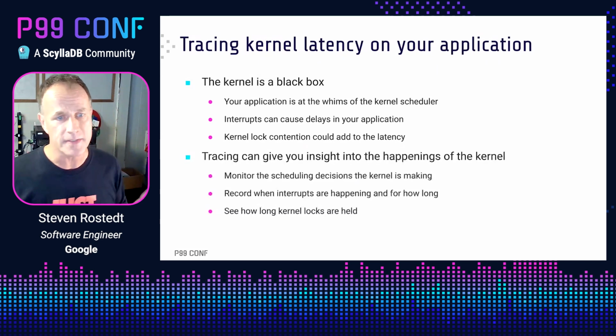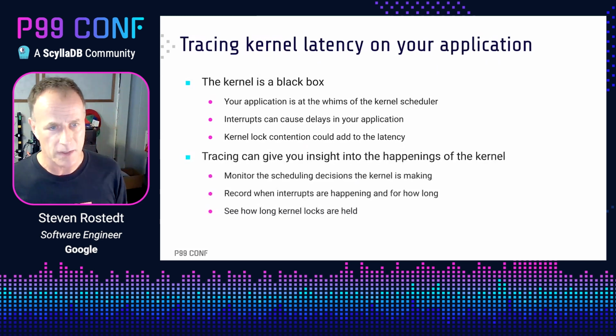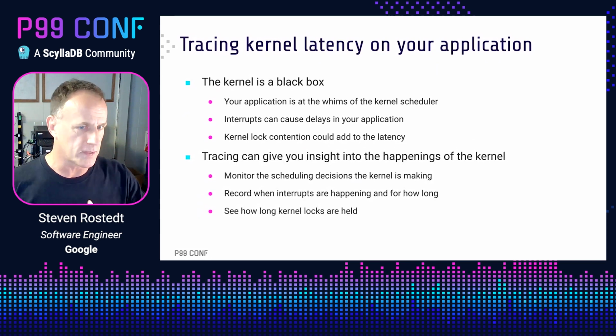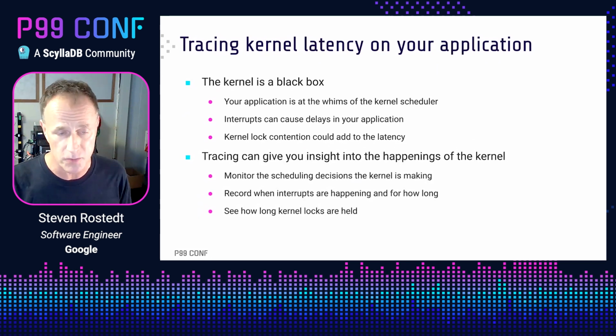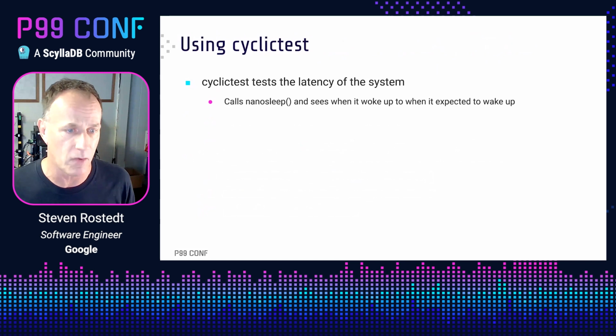All that could be seen by the tracing infrastructure to find out what's going on. It can monitor the scheduling decisions that the kernel is making, so you can see when the kernel is causing the issues and your application isn't being scheduled on time, and why. You can record the interrupts that are happening and for how long, and see how long kernel locks are held.